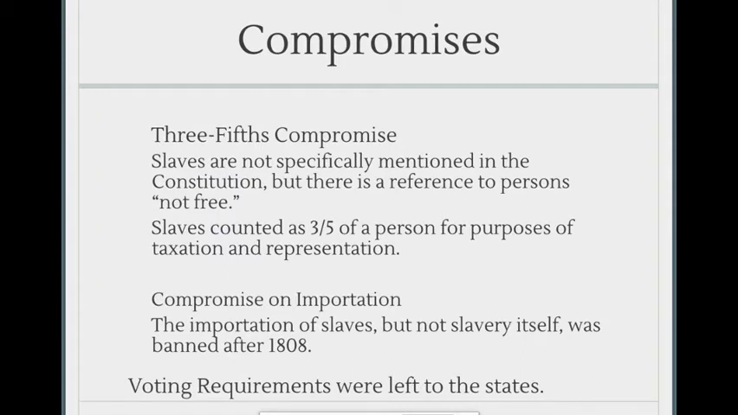We're also going to have the 3/5 compromise. This is the idea that slaves are not necessarily mentioned in the Constitution, but there's a reference to them as not free. And what it's going to say is that slaves count as 3/5 of a person for purposes of taxation and representation. Part of this debate was Virginia wanted them to count towards population, and the North said, well, if you claim them as property, but yet you want them to count as people, then we get to tax you on them. So that's part of this whole compromise.